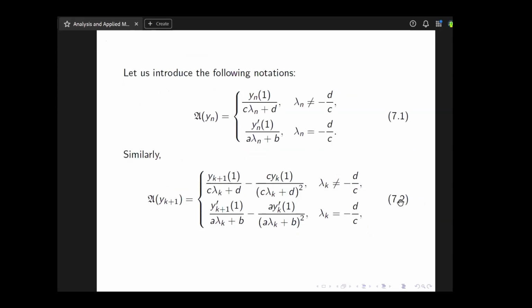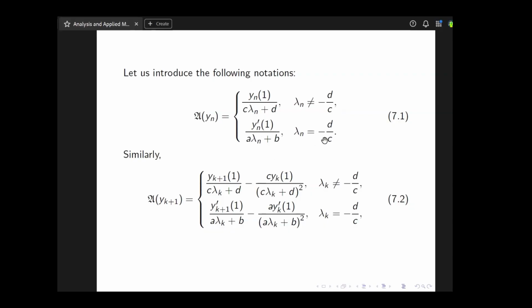Finally, we are ready to state our results. To reduce the number of cases, I introduced these notations. Unfortunately, I understood this later in the middle of the paper. So perhaps these notations could be introduced earlier to reduce the number of cases from the beginning. So to reduce the number of cases, let's just introduce this symbol.